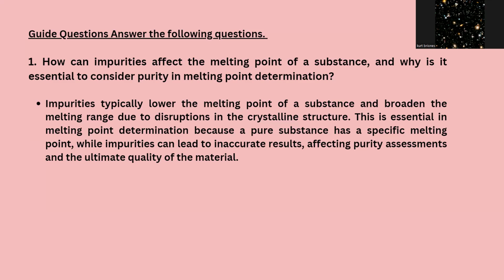So for the guide questions, number 1: how can impurities affect the melting point of a substance and why is it essential to consider purity in melting point determination? So impurities typically lower the melting point of a substance and broaden the melting range due to disruptions in the crystalline structure. So this is essential in melting point determination because a pure substance has a specific melting point, while impurities can lead to inaccurate results, affecting purity assessments and the ultimate quality of the material.